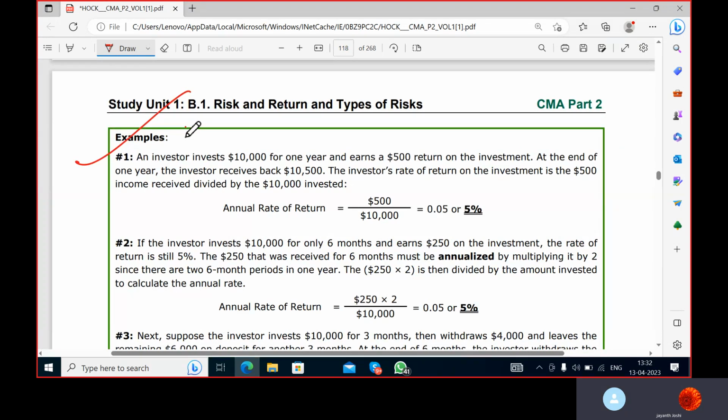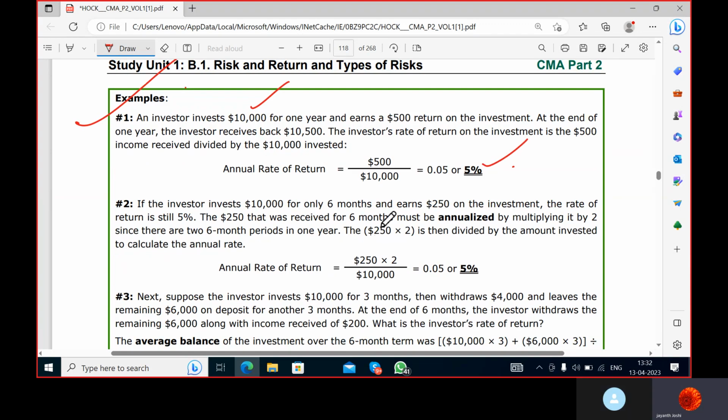$10,000 invested, $500 in return. Very simple. They have given that you have invested $10,000 and you're making $500 as the return, so 5%.